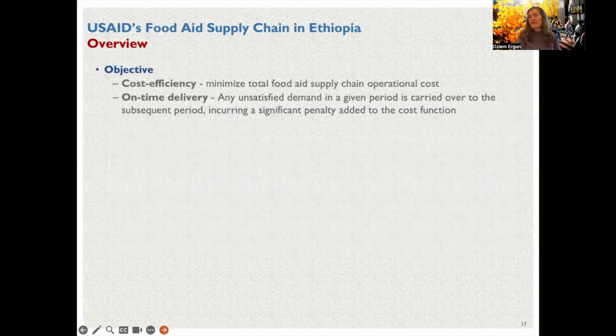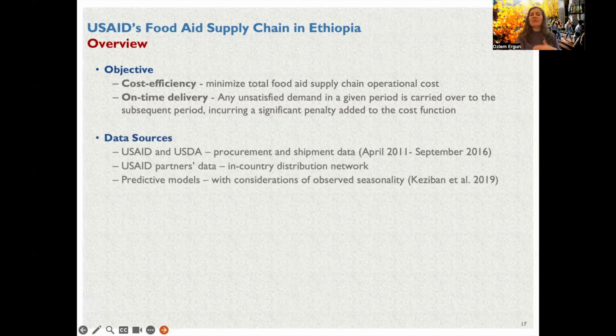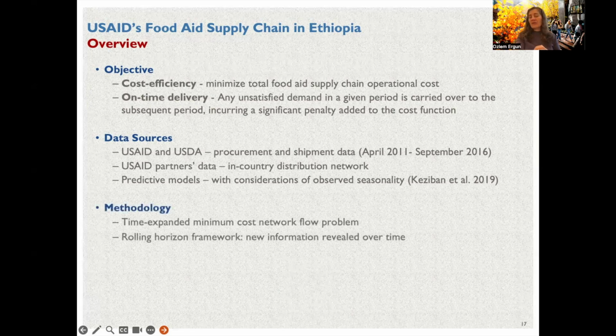So our objective, as I said, was really looking into cost efficiency, but also on-time delivery. We used data from both USAID and USDA, as well as the in-country partners, including WFP and CRS. And then what we did was we built these time-expanded minimum cost network flow models, and then we used the rolling horizon framework to mimic the USAID operations, which revealed information that came over time to test the effectiveness of different prepositioning and advanced demand information strategies.